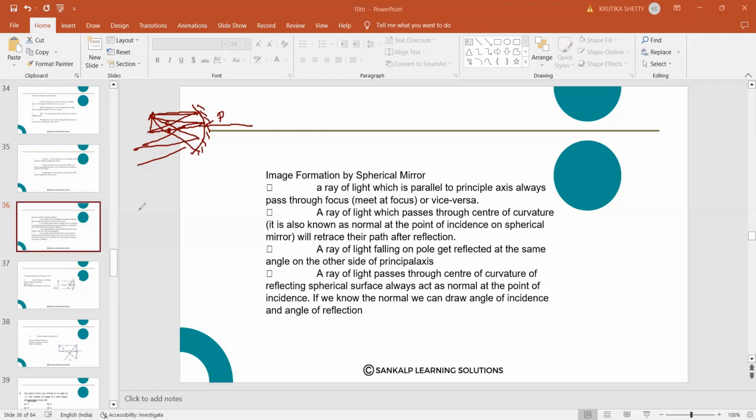Yes. So that is the case what we are learning here, the image formation by the spherical mirrors. So out of the 20 rays, we are choosing very few among them. There we will consider the formation of the image here. So what are the cases here? The first one you can see: a ray of light which is parallel to the principal axis always passes through the focus, or vice versa. So what is the meaning of this? With the figure only you can understand.